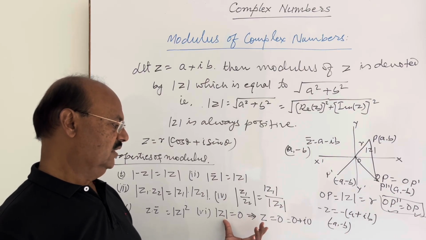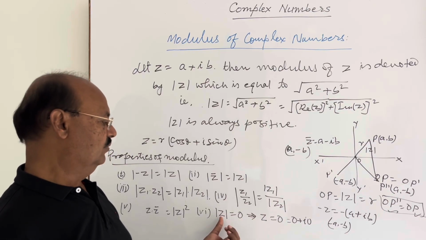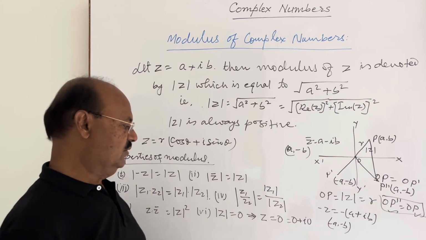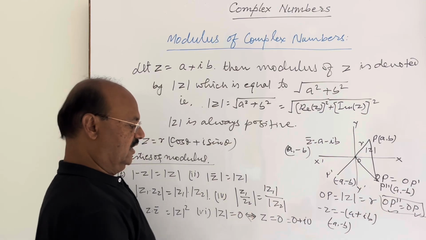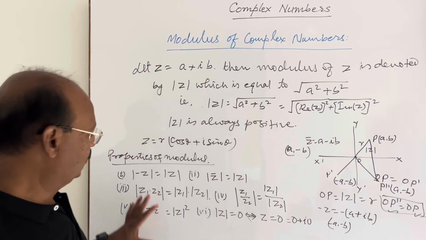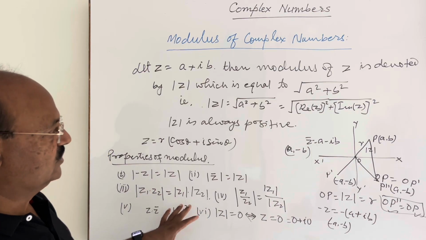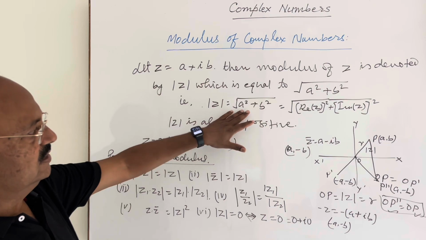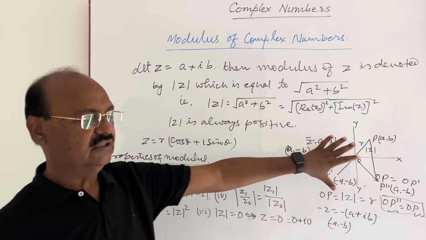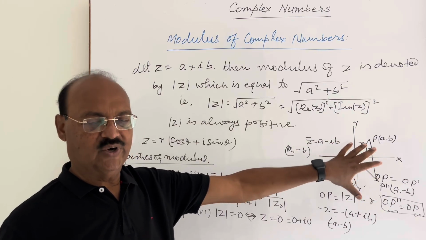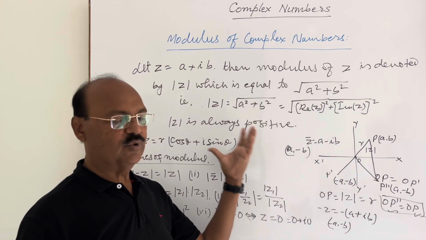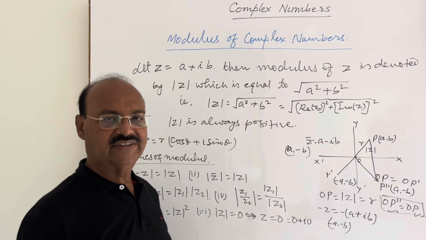And this property is vice versa. Means if modulus of z is equal to 0, then z is equal to 0. And if z is equal to 0, then modulus of z is equal to 0. If and only if, vice versa. Correct? So we are supposed to remember these properties of modulus of complex numbers, and this is the definition for modulus of complex number, and this is the geometrical concept about modulus of complex numbers. Correct? Very interesting, very simple, and we have to apply these properties in solving some problems.